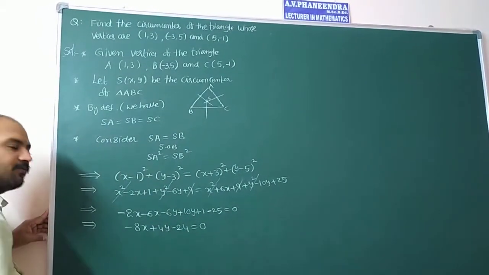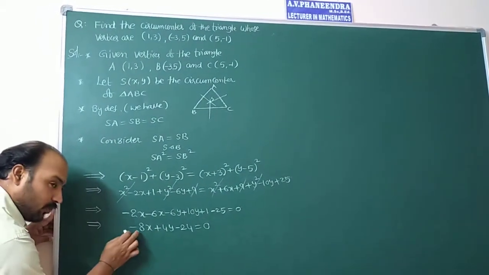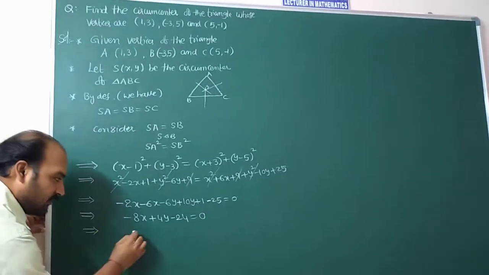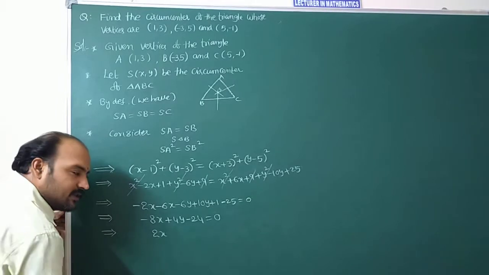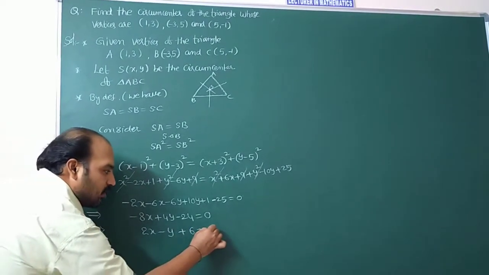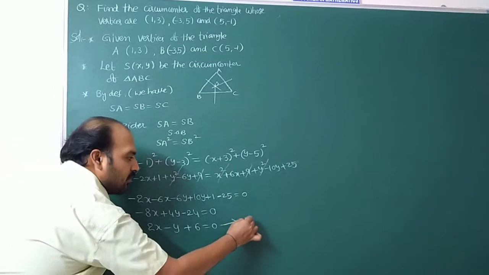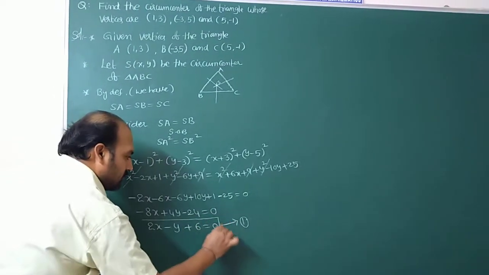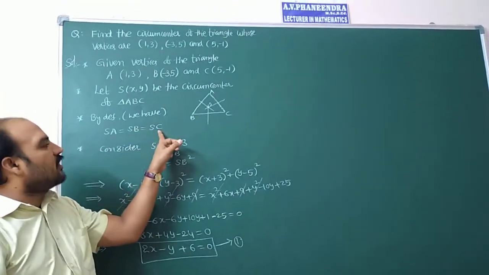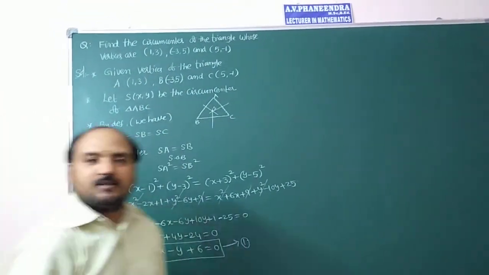All are multiples of 4. So dividing by minus 4. Why? Because x coefficient I want to get positive. So dividing by minus 4, it will become 2x minus y plus 6 equal to 0. Keep that equation number 1. Same procedure you have to follow for SB equal to SC or SA equal to SC.